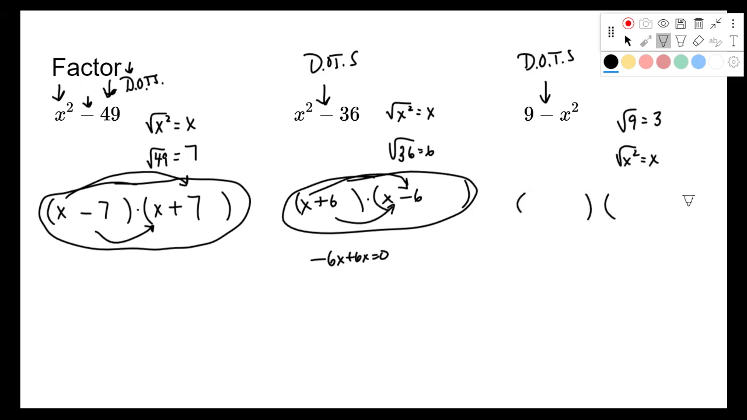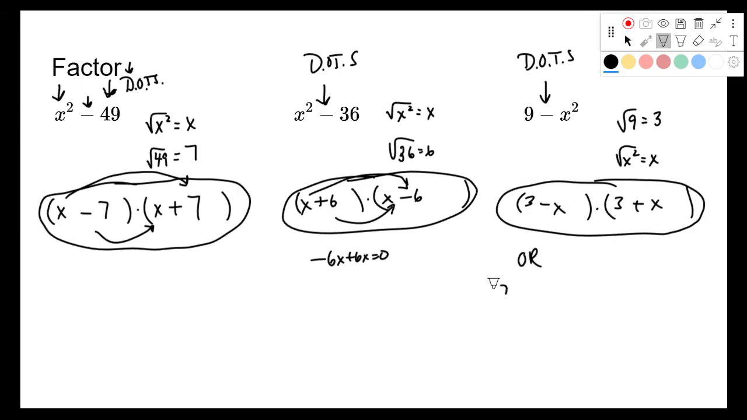Now I'm going to try to factor it. Now I got to be careful. The 9 is up front. So I'm going to put a 3 there and a 3 there. 3 times 3 will give me positive 9. But now I got to get a negative x squared here at the end. So the square root of x squared is x. So I need one of the x's to be negative, the other one to be positive. And that's the correct answer. That's one way to do it.